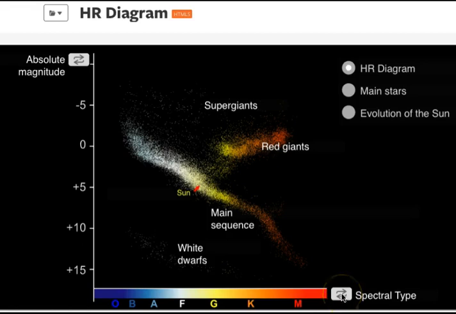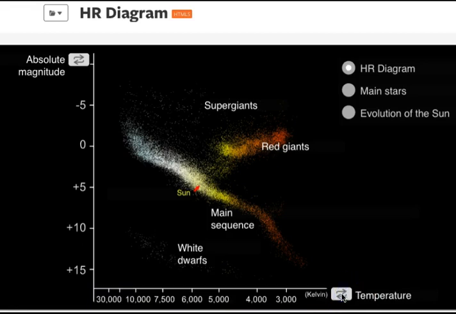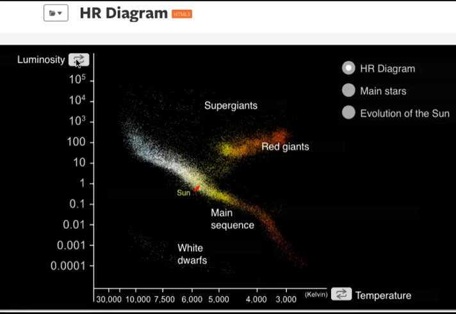But I just want to show you that if I switch spectral type to temperature, the surface temperature of the star, not the core temperature, the surface temperature, and if I switch the absolute magnitude to the luminosity, we still have these stars in their same locations.